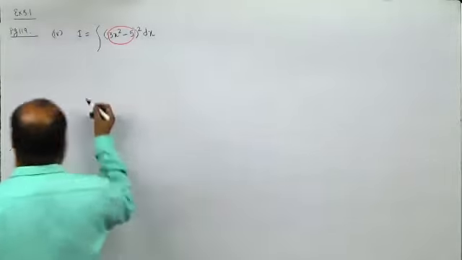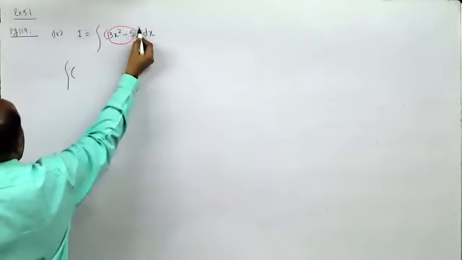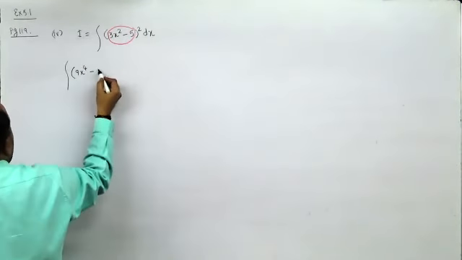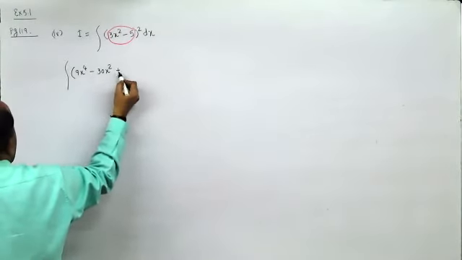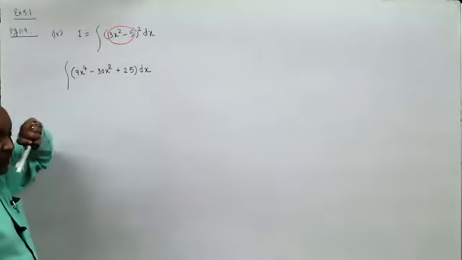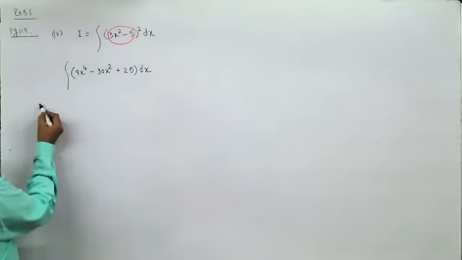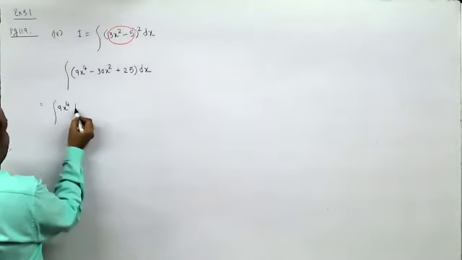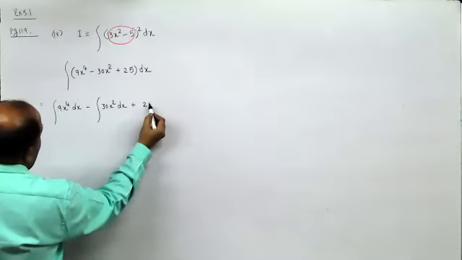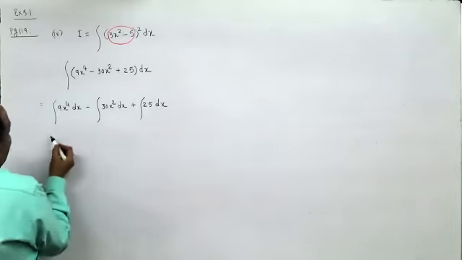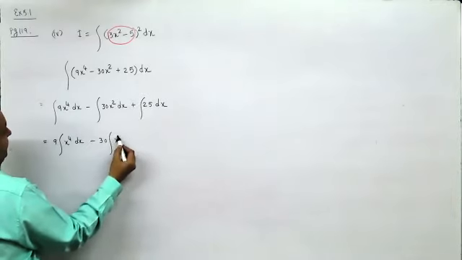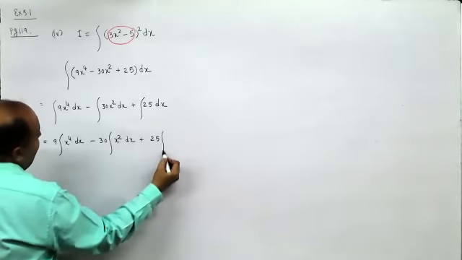Now, when you expand this, you would be getting 3x square, that is 9x raised to 4, minus 2 into 5 into 3x square, that is 10 into 3, 30x square, and this would be plus 25 dx. When there is a plus or minus sign in between, you can individually integrate. So you would be getting 9x raised to 4 dx minus 30x square dx plus 25 dx. Now take 9 out, you will get integration of x raised to 4 dx minus 30 out, integration of x square dx plus 25 out, integration of dx.